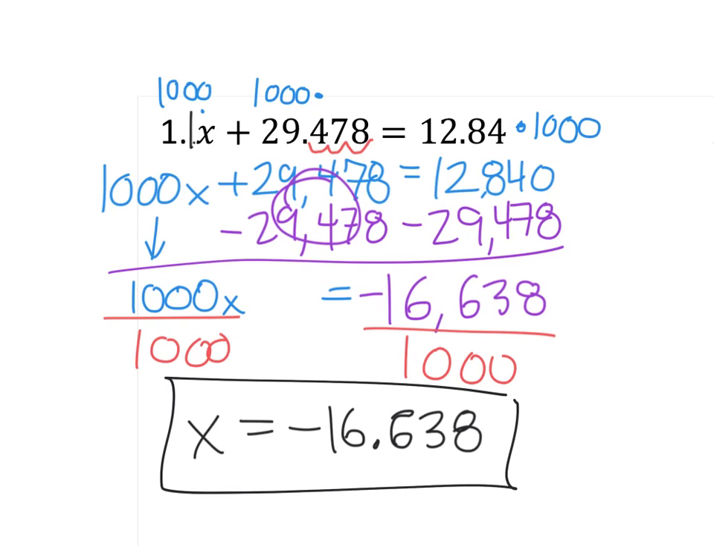Now you could check this, and it would be very easy to do this with a calculator. All you'd have to do is come up here, replace x with this negative 16.638, and add in your calculator that 29.478 and see. Just see if you get that 12.84. And if you do that, you will.